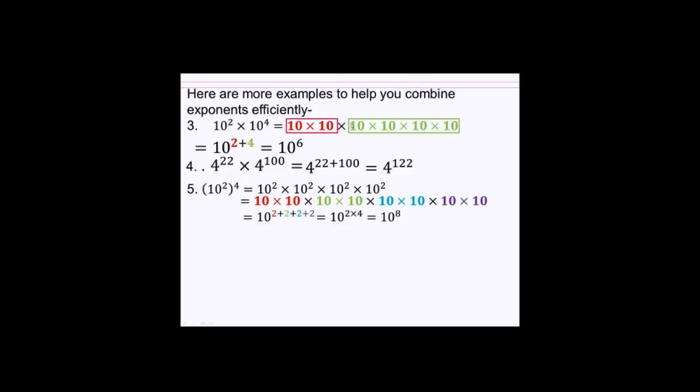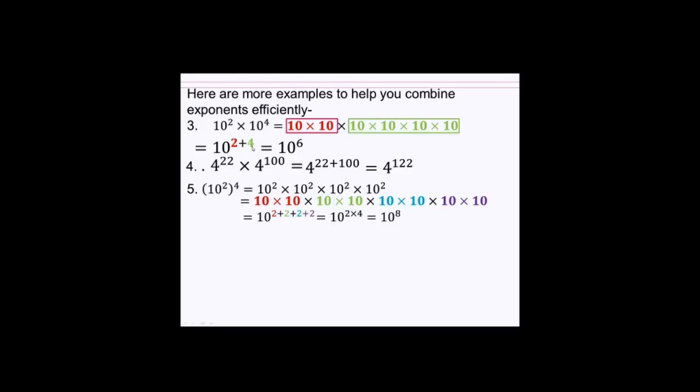Here you have 2 tens multiplied by 4 tens, whereas we have here 2 tens, 2 tens, 2 tens, 2 tens. So according to what we've been doing, we're adding the exponent. So you're adding the exponent 2 4 times. When you add 2 4 times, that becomes 2 times 4. But when you're simply just having 2 tens multiplied by 4 tens, then you're just going to end up with 6 tens, or 2 plus 4 tens.